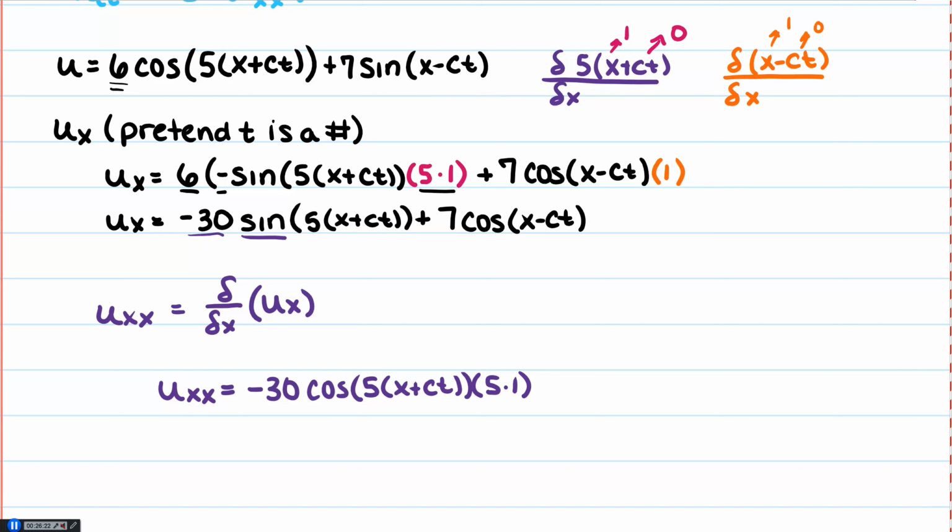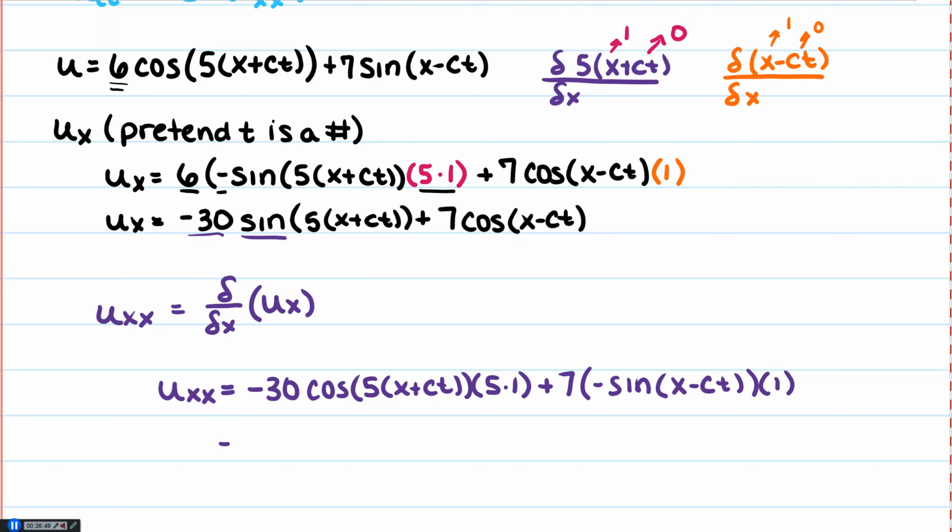And then on the next term, 7 cosine(x minus ct), the 7 comes down. The derivative of cosine is negative sine. Sorry, I got to write that negative in there. Negative sine of (x minus ct). And now, since it wasn't just originally cosine of x, we have to times by its derivative. And in orange, you can see that that derivative was 1.